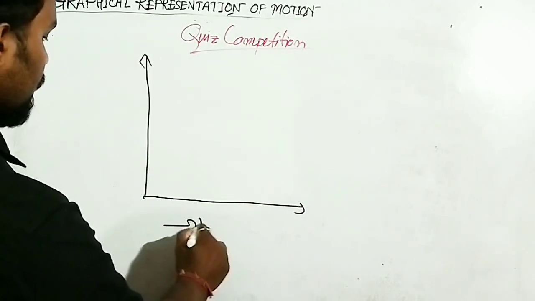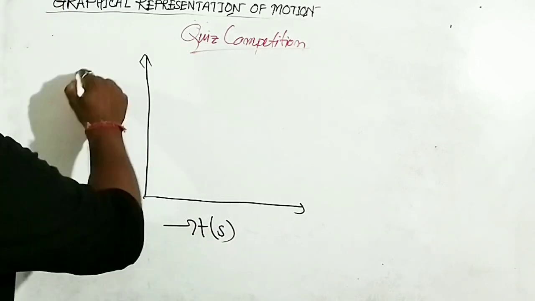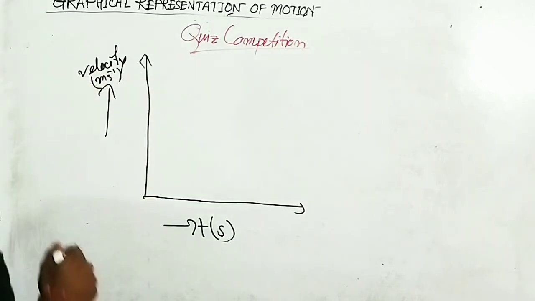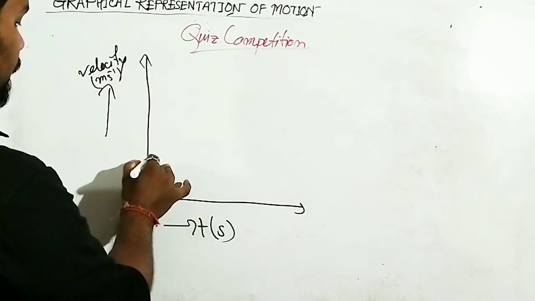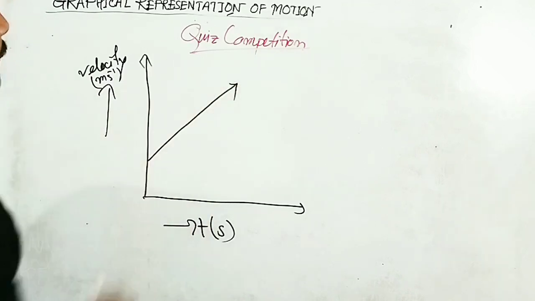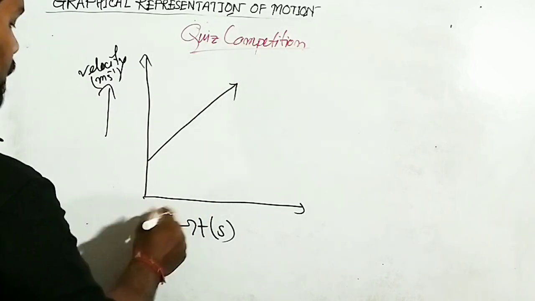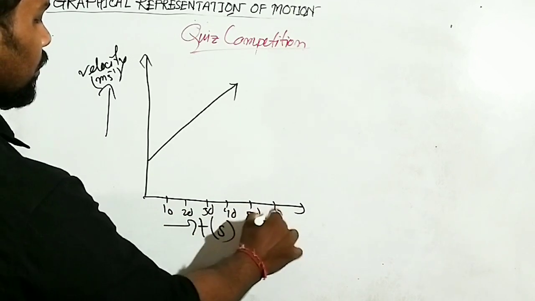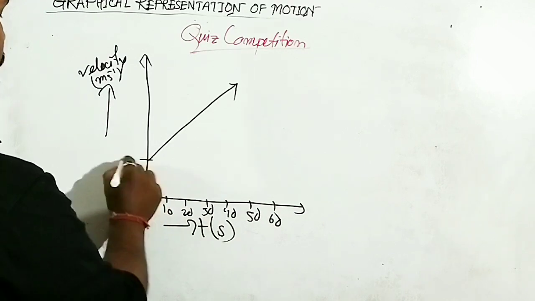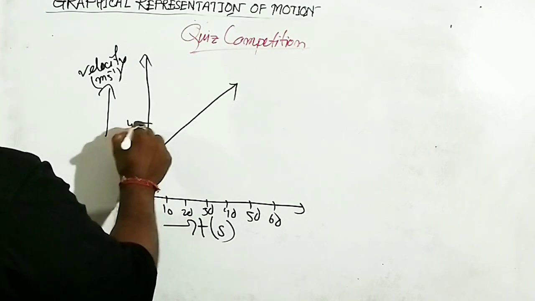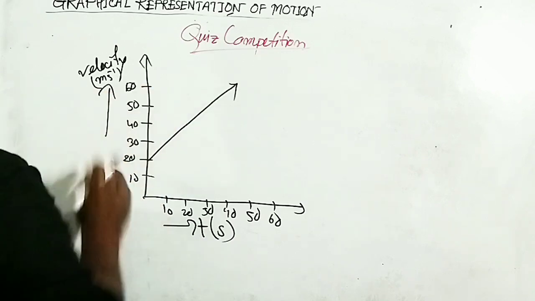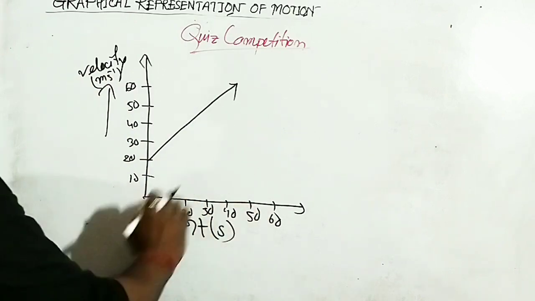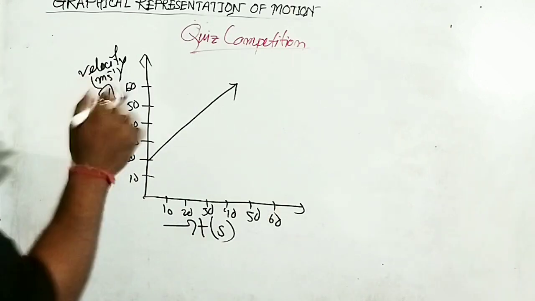Here in this direction, it is the time in seconds. In this direction, it is going to be velocity, meaning meter per second. If I draw a line like that, then give some readings: 10, 20, 30, 40, 50, and 60. Again, I give some below: 10, 20, 30, 40, 50, 60. Always remember, this 10 to 60 is a value of 10 meter per second, 20 meter per second, like that. And in this direction, it is 10 second, 20 second, 30 second, 40 second, 50 second, 60 second. It's like that.